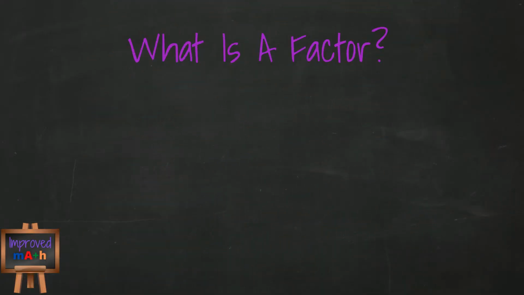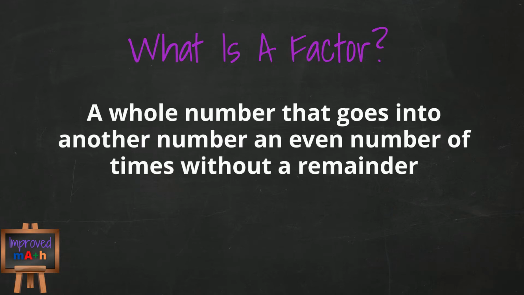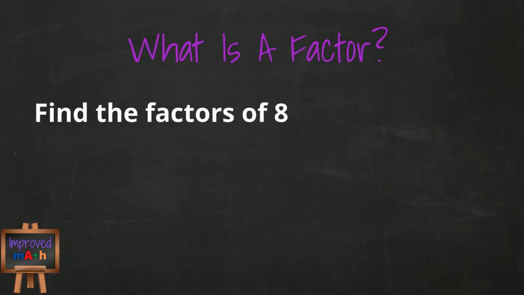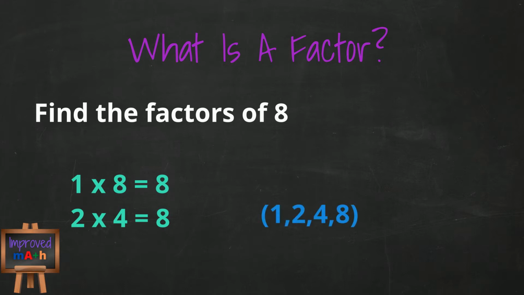A factor is a whole number that divides into another number evenly without a remainder. Said another way, they are the numbers that are multiplied together to equal another number. Quick example. What are the numbers that are multiplied together to equal 8? Well, 1 times 8 is 8, and 2 times 4 is 8. So we would say the factors of 8 are 1, 2, 4, and 8.